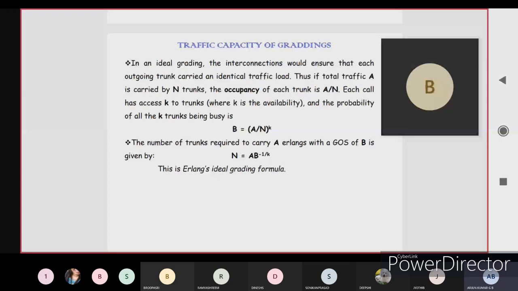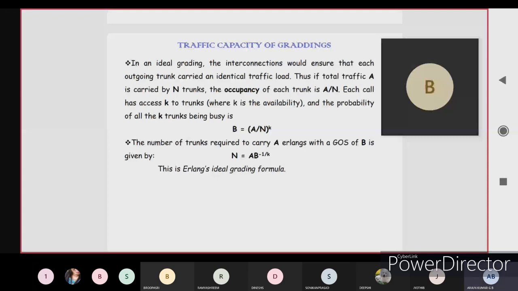Each call has access to K trunks, where K is the availability. There are switches, and K is the availability, and the probability of K trunks being busy should be represented by B is equal to (A by n) to the power of K. Okay, clear about this one?